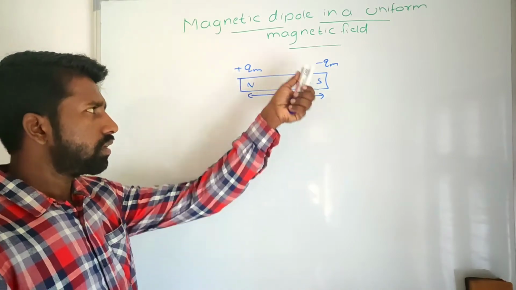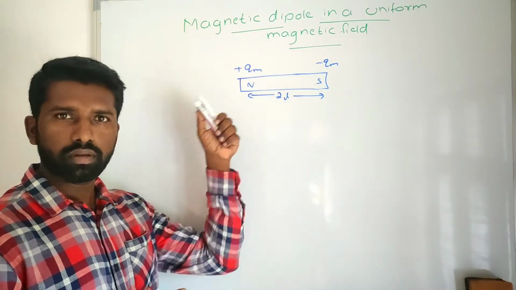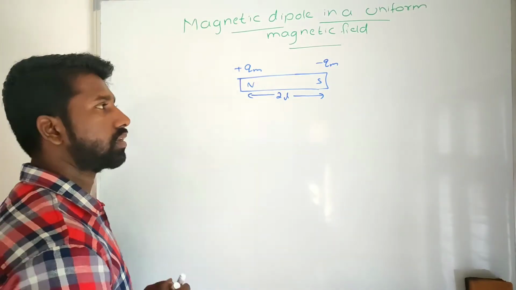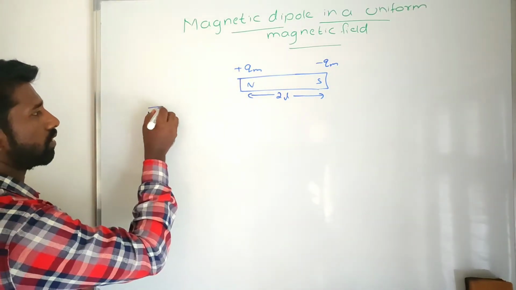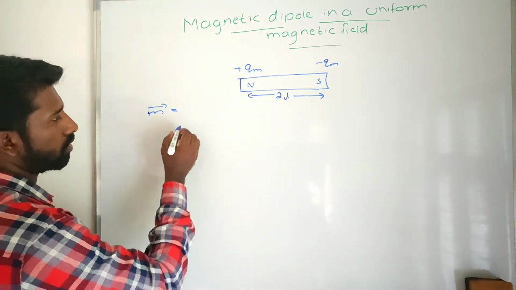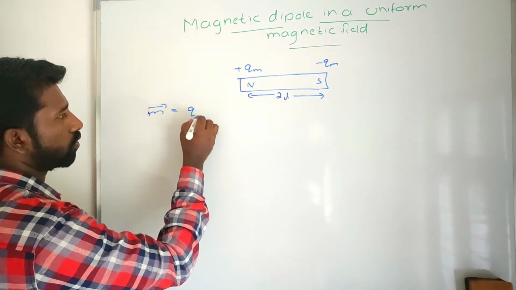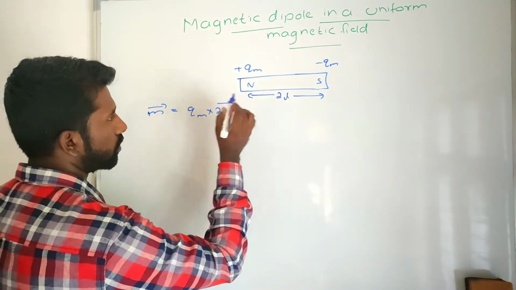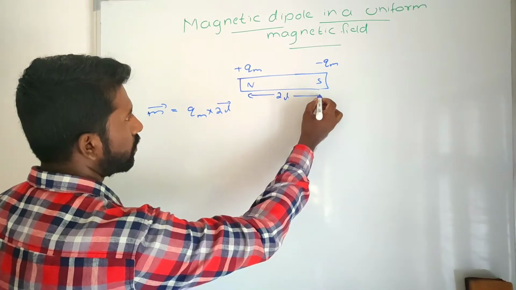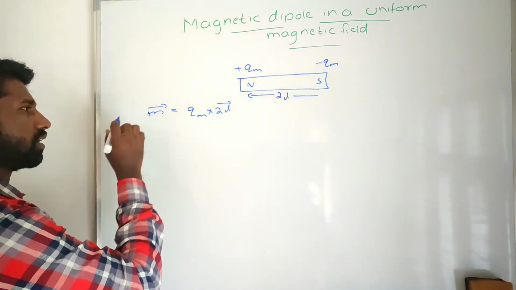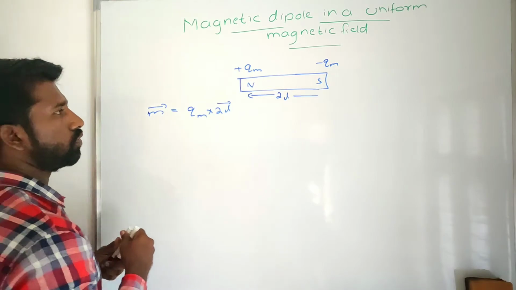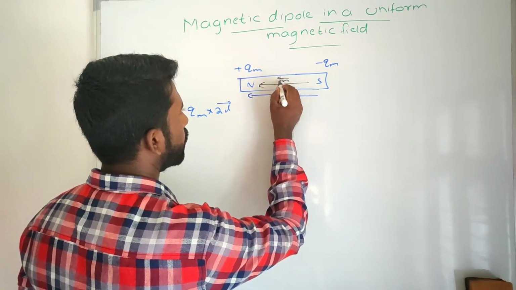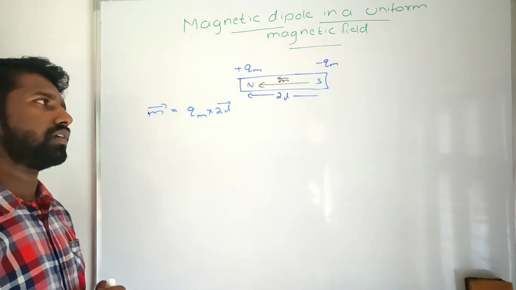Then the strength of this magnetic dipole we can express by a term that is magnetic dipole moment. Magnetic dipole moment, small m, is equal to Qm into 2L, where the 2L direction is from south to north. So the m direction is from south to north. This is the magnetic dipole moment direction of a bar magnet.